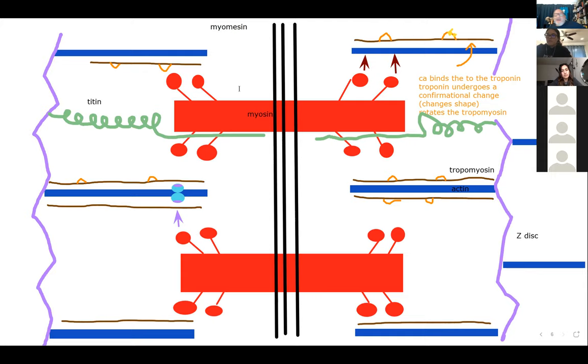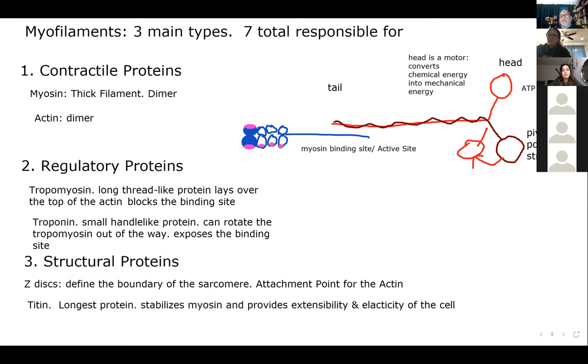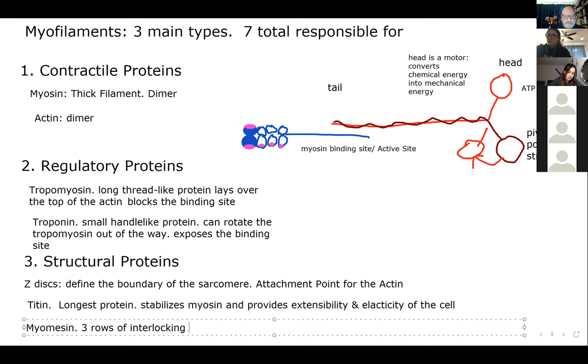And this myomycin not only stabilizes the myosin in this myofibril, but this is the one that extends to other myofibrils in the cell, keeping everything perfectly aligned. So this myomycin protein is, like I said, three rows of interlocking proteins. They help to stabilize the myosin. Remember, we said two proteins did that, stabilize the myosin, but they also stabilize all of the myofibrils.